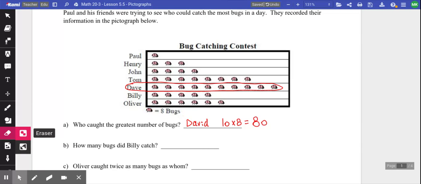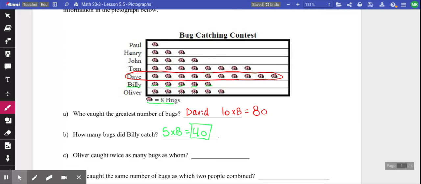Question 2, how many bugs did Billy catch? Well, let's go to Billy and find out how many he has. So Billy has 1, 2, 3, 4, 5 of the pictures. Each picture is worth 8. 5 times 8 is 40 bugs caught.